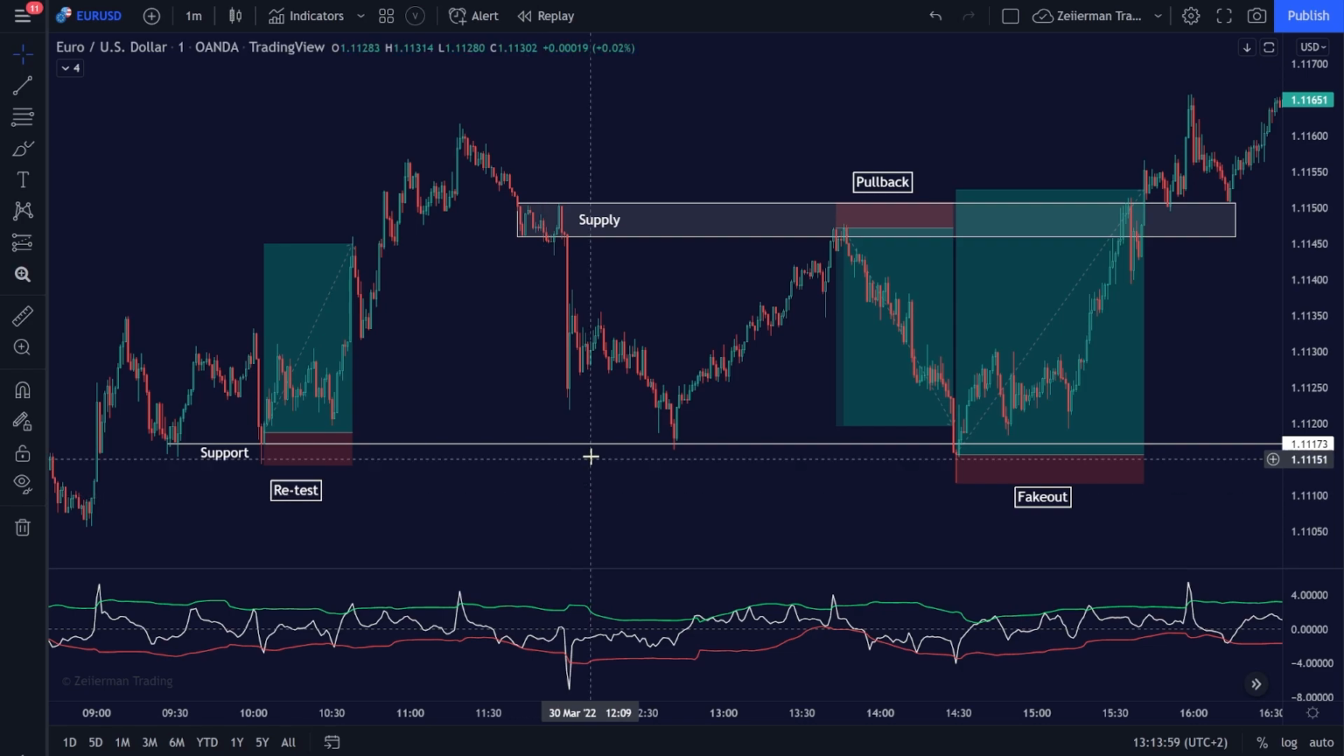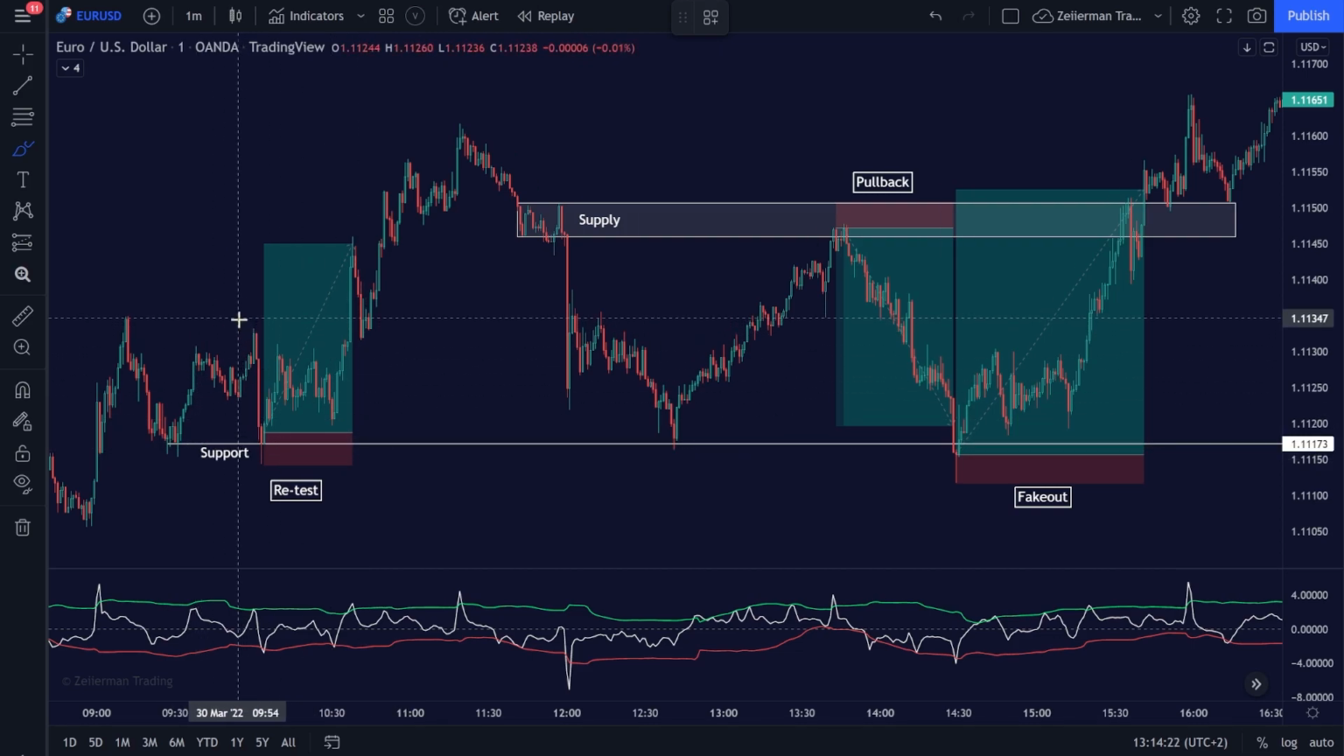Today I'm gonna go over a couple of trades using the Volatility Impulse indicator, and I'm using the indicator with standard settings. I'm on the 1 minute chart, Euro USD. So the first trade is about this retest of the support level.